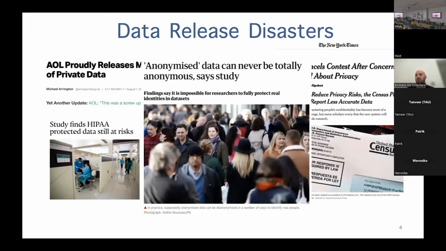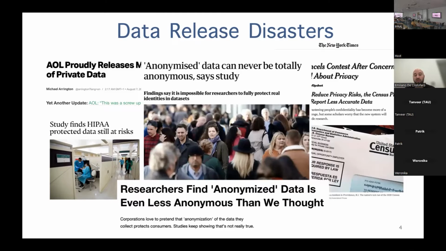So overall, I think there is now finally a wide consensus in the community that anonymization doesn't really work, or at least doesn't work across the board. Trying to remove identifiers from data is not a strong, solid privacy protection mechanism.